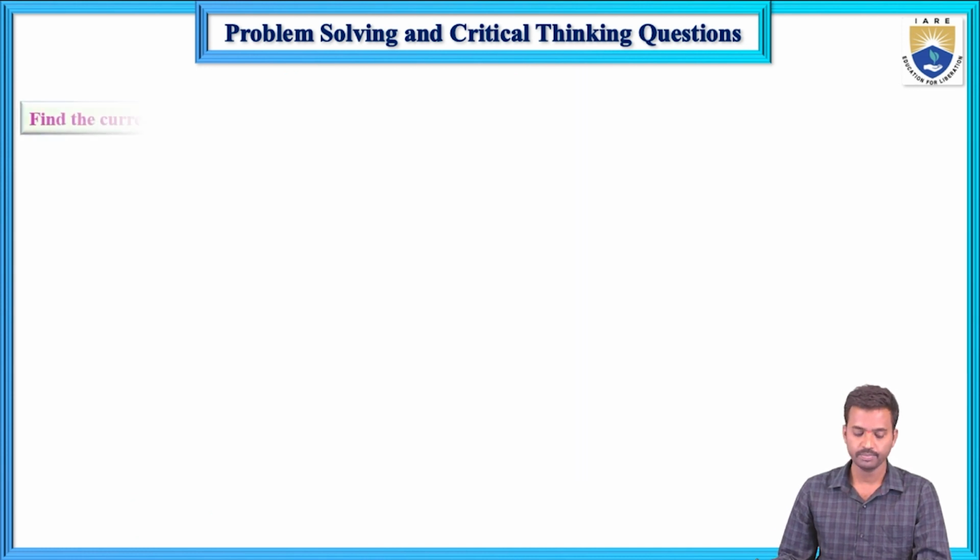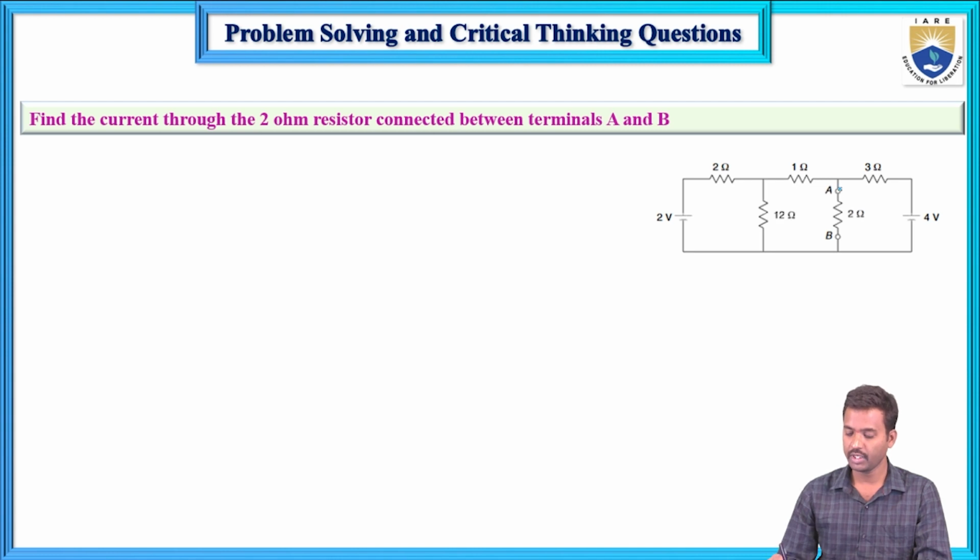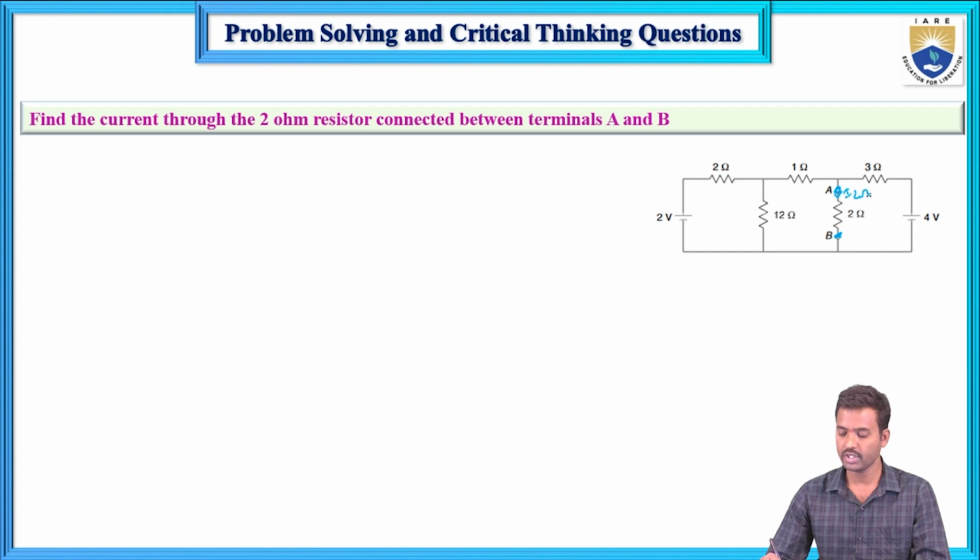Next, second problem. Find the current flowing through the 2 ohms resistor connected between AB terminals. See the circuit first. In between AB terminals, calculate the current. So this is not this 2 ohms resistor, but the 2 ohms resistor current between AB terminals.